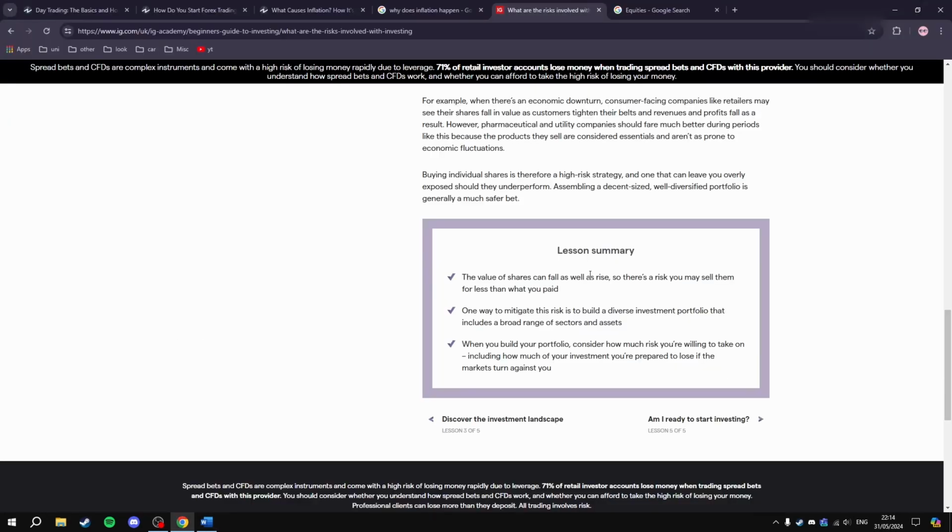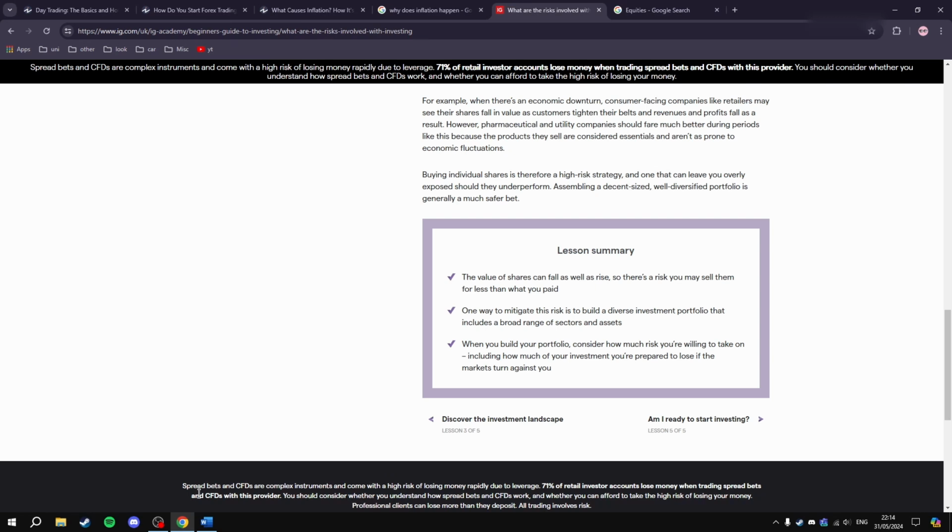For example, when there's an economic downturn, consumer-facing companies like retailers may see their shares fall in value as customers tighten their belts and revenues and profits fall as a result. However, pharmaceutical and utility companies should fare much better during periods like this because the products they sell are considered essentials and aren't as prone to economic fluctuations. Buying individual shares is therefore a high risk strategy, and one that can leave you overly exposed should they underperform. Assembling a decent sized, well diversified portfolio is generally a much safer bet.